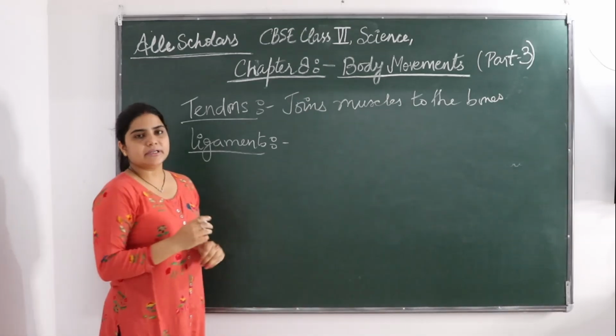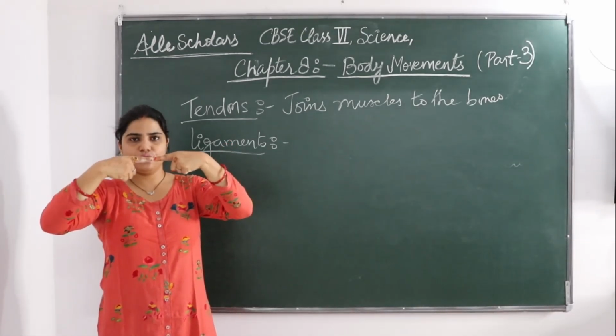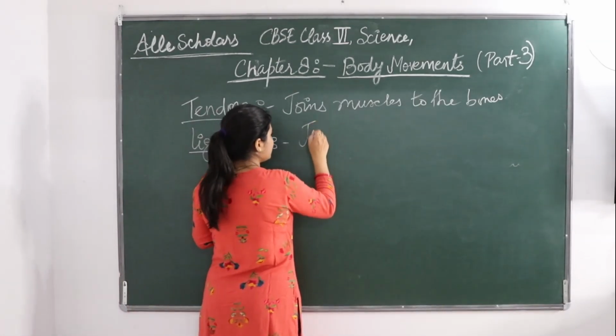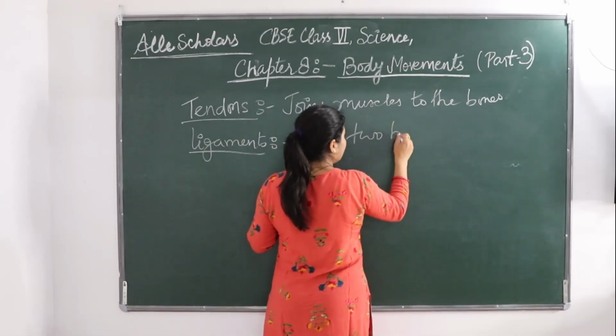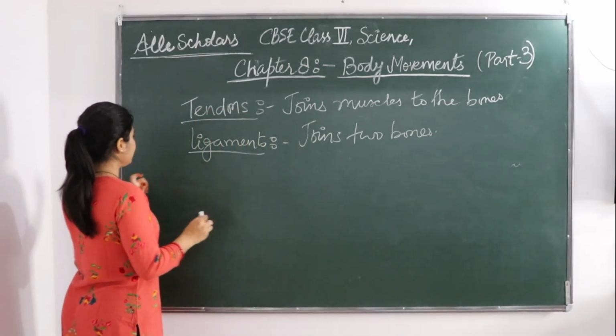These ligaments join two bones. Bone 1 and bone 2 are joined through a connector, that is a ligament. Joins two bones.